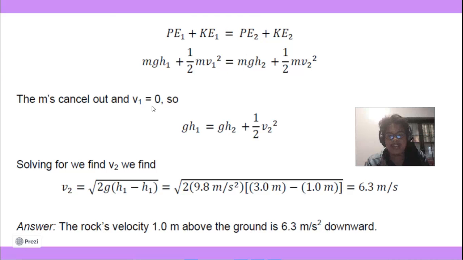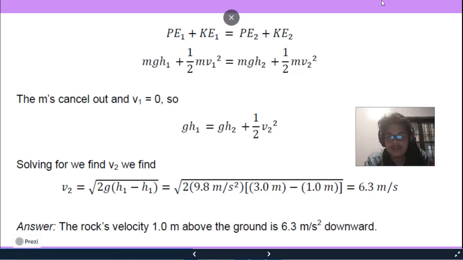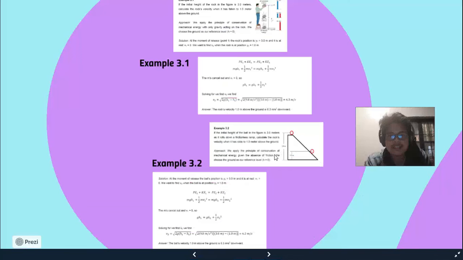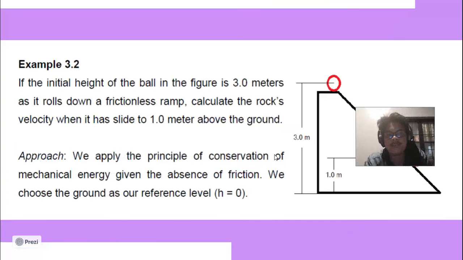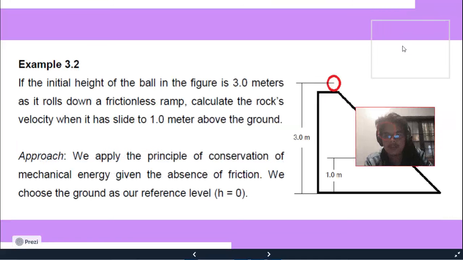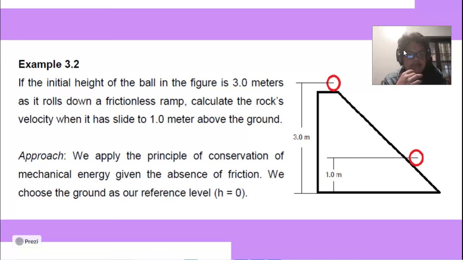Okay, next, example 3.2: if the initial height of the ball in the figure is 3 meters as it rolls down a frictionless ramp, calculate the rock's velocity when it slides 1 meter above the ground. So it's also the same lang din. Same lang siya, but ang difference dito is it is sliding down. The point lang dito is meron ba siyang pagkakaiba when it is sliding down a frictionless ramp or falling down.